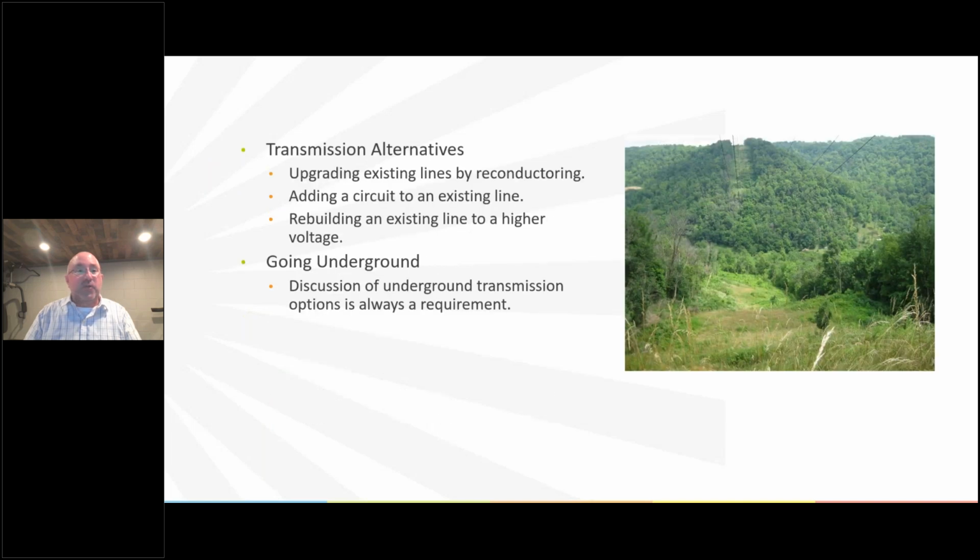We also need to make sure that we look at transmission alternatives, like upgrading the existing line by reconductoring, adding a circuit to an existing line, rebuilding an existing line to a higher voltage. And then there is the going underground alternative. That discussion of underground transmission options is always a requirement.